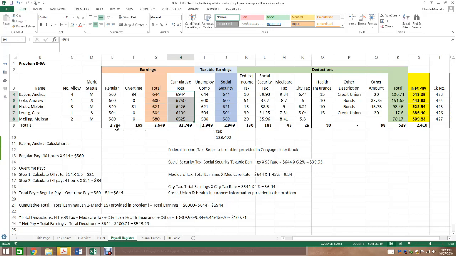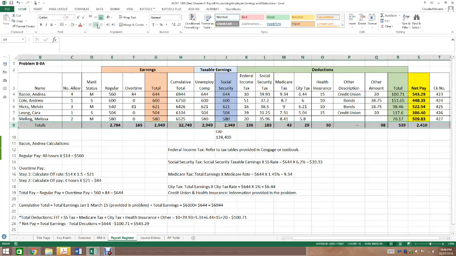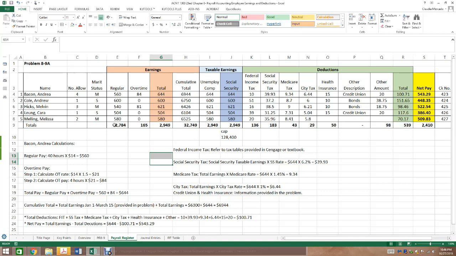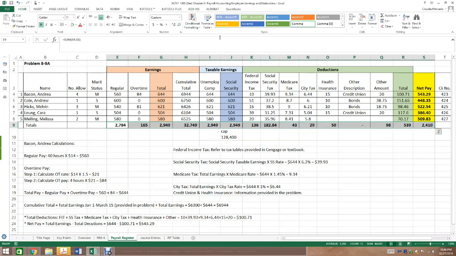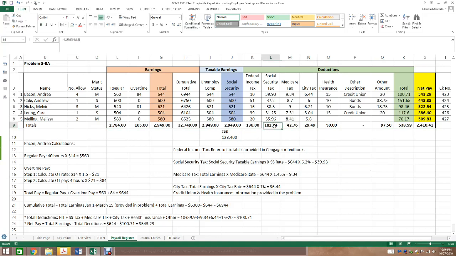Let me double check these figures just to make sure that they are correct. I don't want to give you the incorrect information. We do put it out with 2 decimals, so let me do 2 decimals for all of them. There we go. 182.84, 42.76, 29.49, 50, 97.50, and 538.59, 24.10. So all of my numbers are correct.